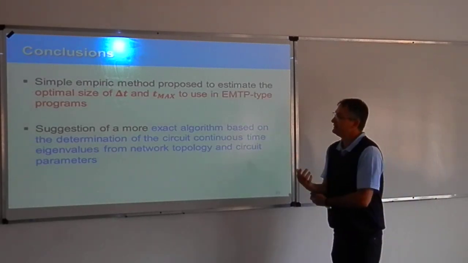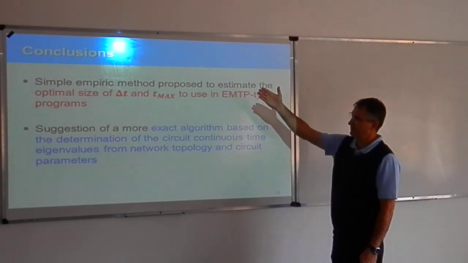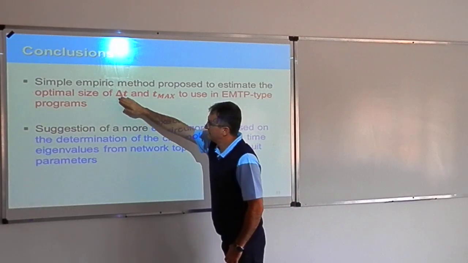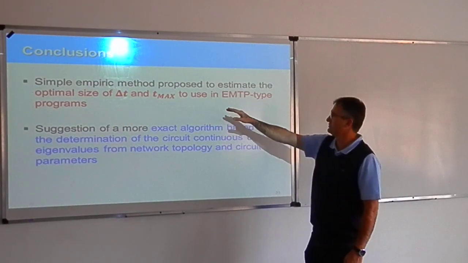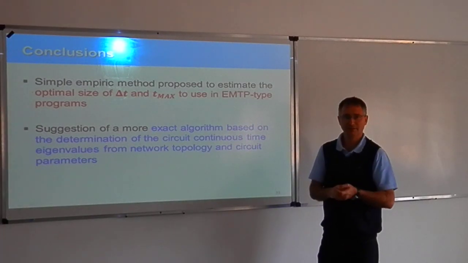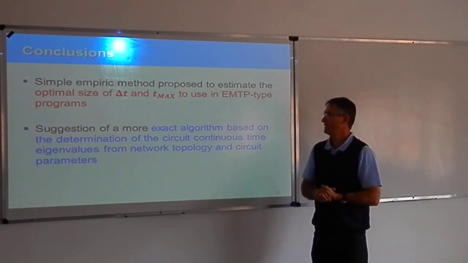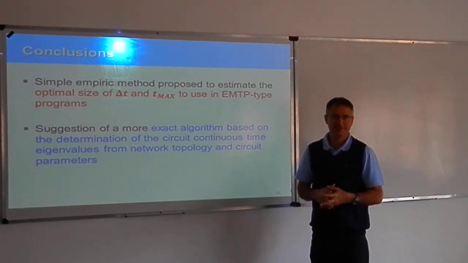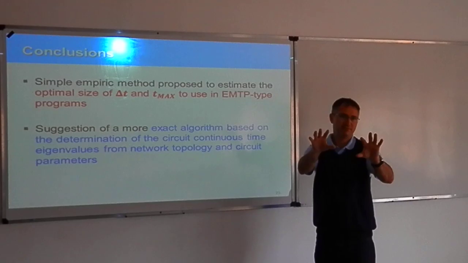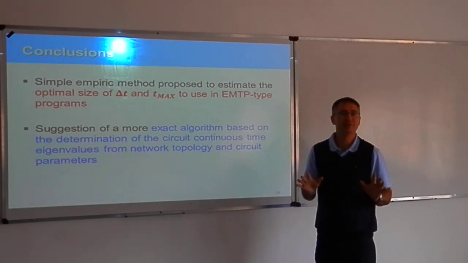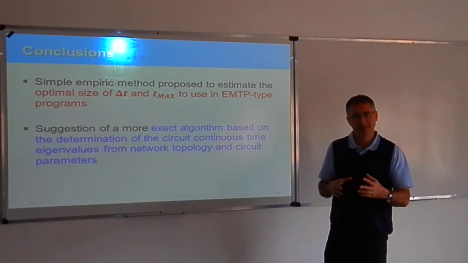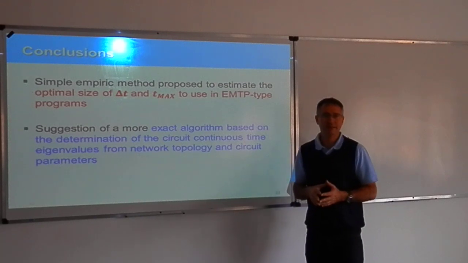Therefore, in this work, we propose a simple empirical method to estimate the optimal size of delta t, the time step size, and the maximum simulation time to be used in EMTP time problems. This is very important for new users of EMTP as well as for experienced users, since the program may give them the first estimate of what would be the ideal values. And then they can take the decision to use or not that value. But as far as the authors know, we don't have this option.